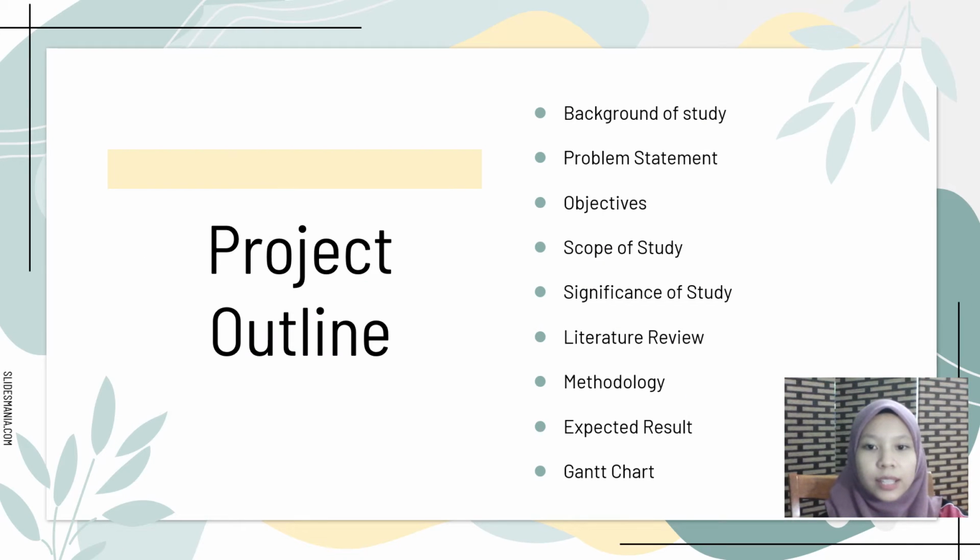So, the project outline: first, background of study; second, problem statement; third, objective; scope of study; significance of study; literature review; methodology; expected result; and Gantt chart.